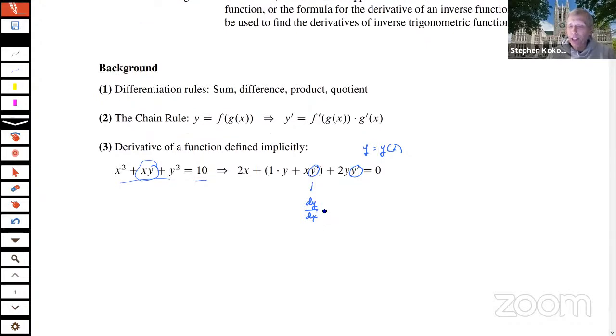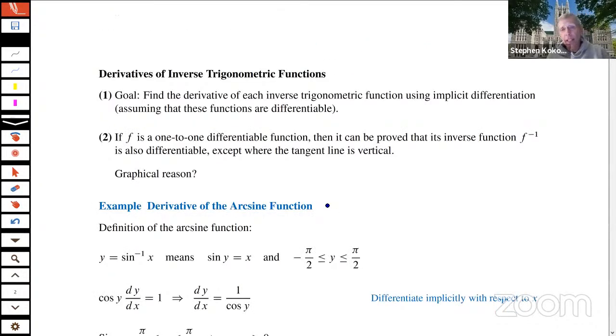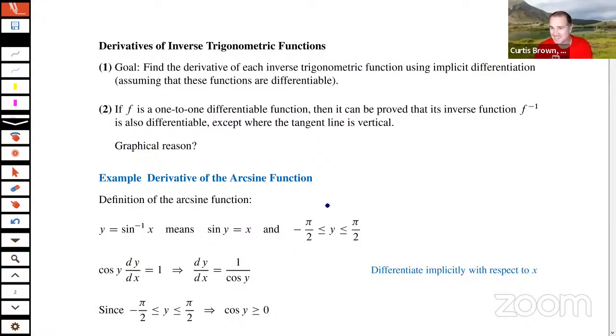And as usual, Curtis, I have several questions lined up. And I know there's a little bit of a delay, but I'm going to give you a couple of questions to ask people. And please chime in when you get some responses. So here's the goal. We want to see if we can find the derivative of each inverse trig function using implicit differentiation. And we'll assume that these functions are differentiable. And I'd kind of like to think about that in a little bit more general terms, maybe before I begin.